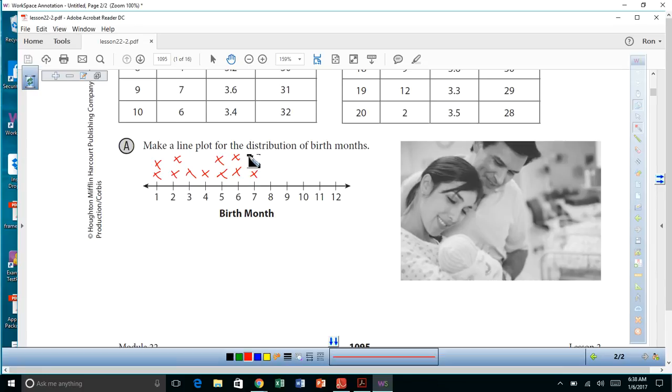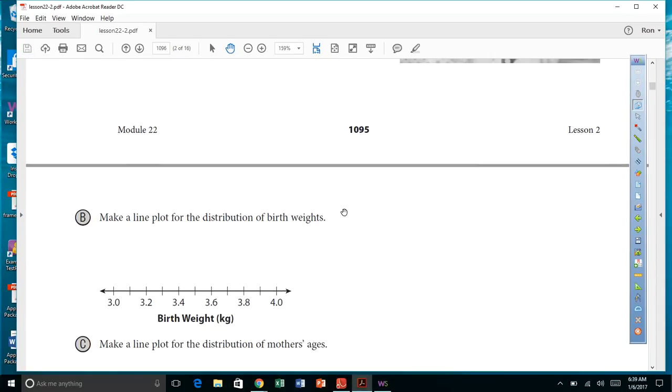We got 2 in July, 1 in August, 2 in September, 2 in October, 2 in November, and 1 in December. All right, so that's a line plot for the distribution of birth months of the babies.